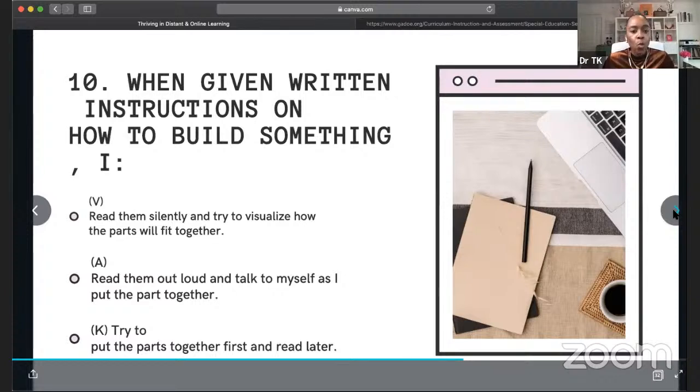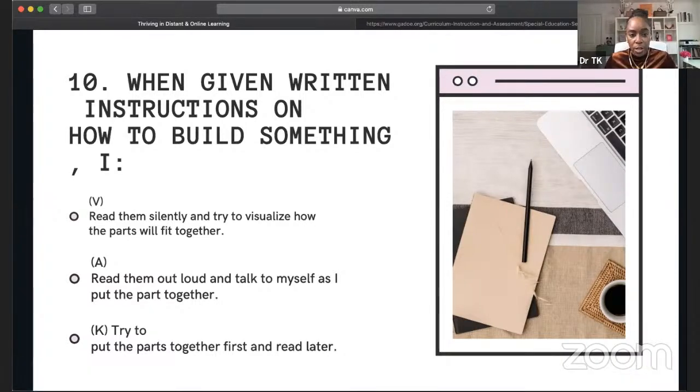Number 10, when given written instructions, and this will be honestly primarily online right now for parents and students. When given written instructions on how to build something, I read them silently and try to visualize how the parts will fit together. This to me can be translated into the classroom. A teacher has sent you instructions on what paper to write or what to research in your book if you're a high school or college student, and then what paper to write after.